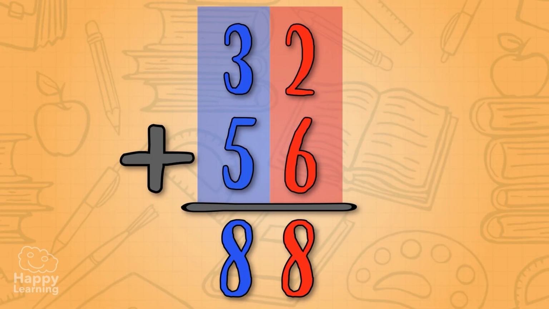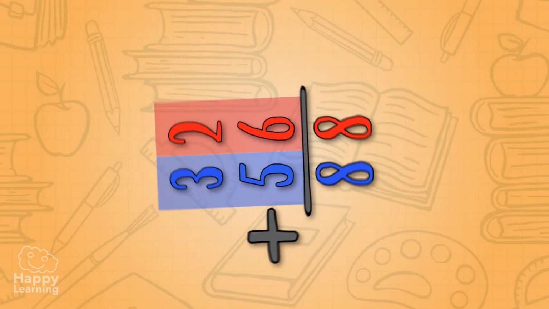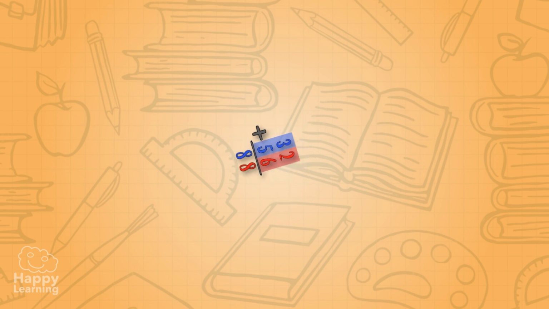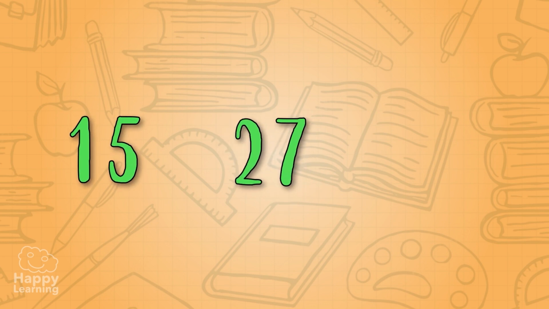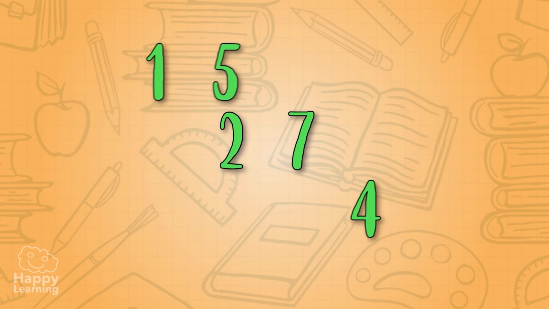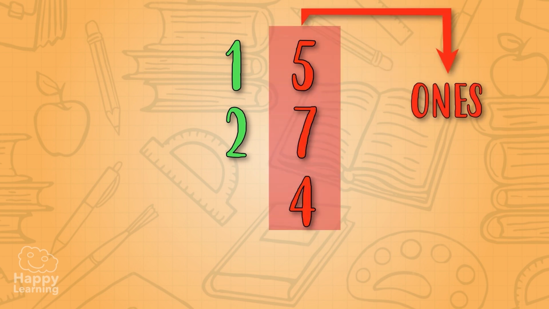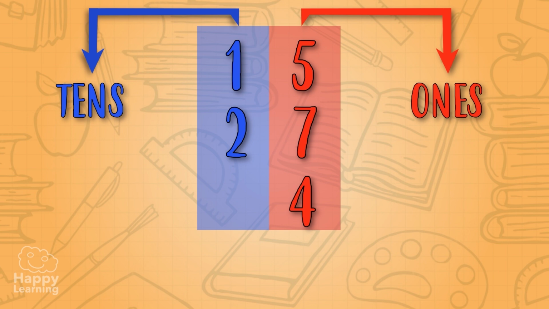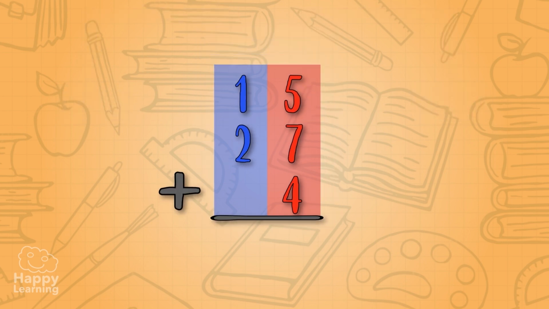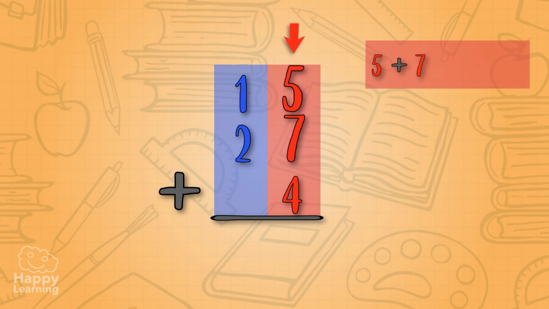But what happens if the addition has remainders and more than 2 summands? It's easy peasy. Let's add 15 plus 27 plus 4. As we've seen before, we place the summands under each other, ones under ones, and tens under tens. It looks like this. Now we add the ones. 5 plus 7 equals 12, plus 4 equals 16.